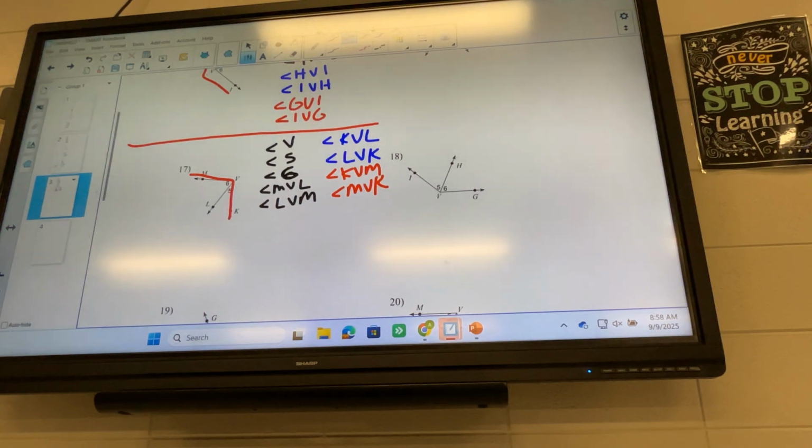Okay, and I know it's a lot. You can do them side by side. You can write on the picture if you need to. Draw a line to separate it, whatever you got to do.